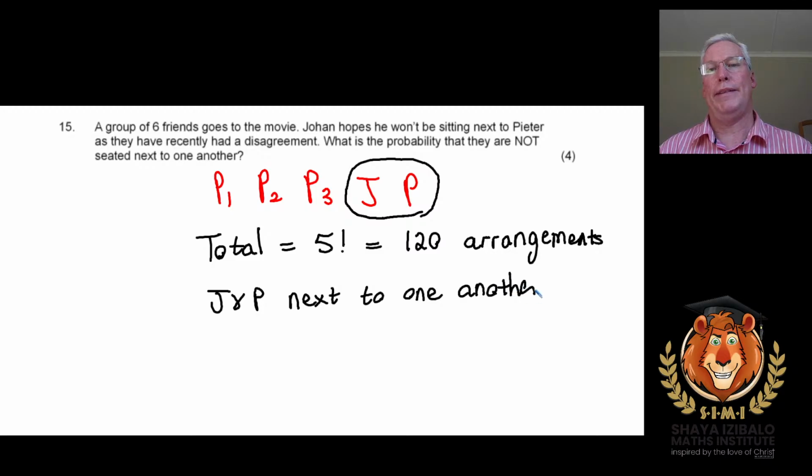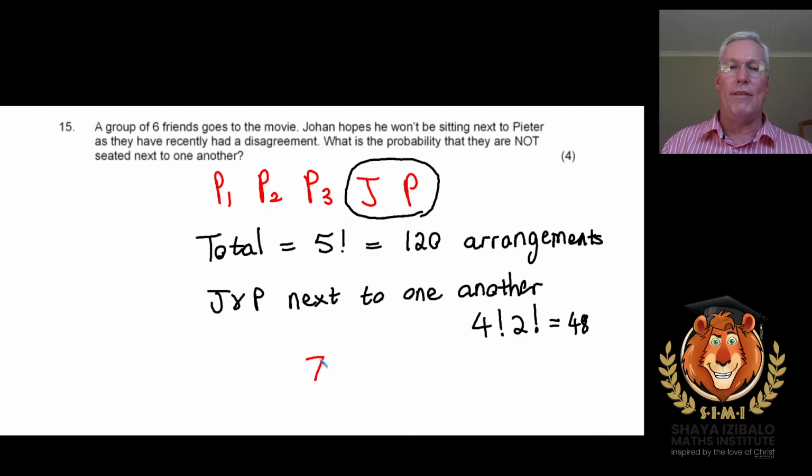Now we've got, effectively, 4 people who can be arranged in 4 factorial, but we need to multiply by 2 factorial for the fact that they can swap around inside the rubber band. Okay, so 4 factorial is 24 times 2, we get 48. Right. So there are 48 arrangements where they are next to one another. So that must mean that there are 72, 120 minus 48, 72 not sitting together.